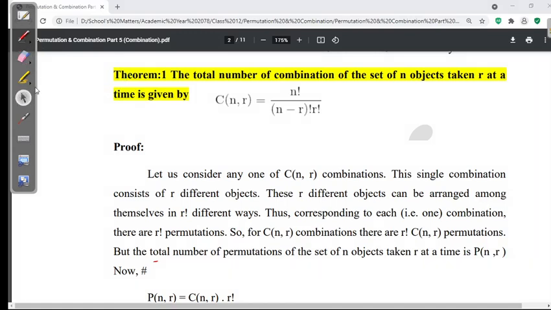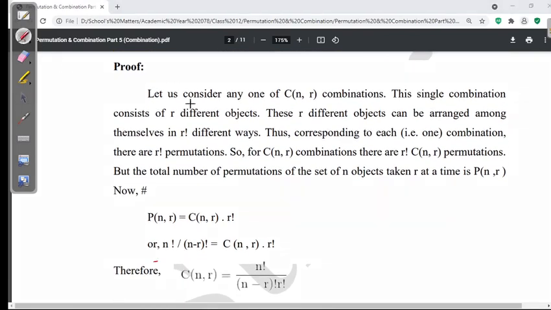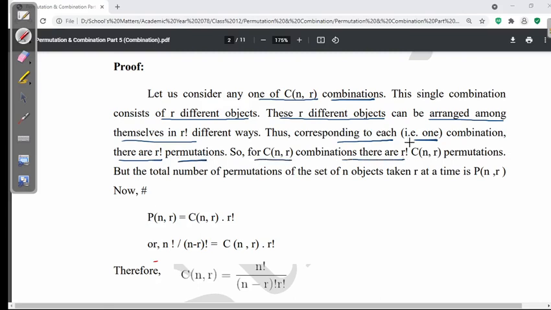Firstly, let me show you. I will prove this, then I will explain it, then I will make it clear with another example as well. Let us consider any one combination, nCr. This single combination consists of r different objects. These r different objects can be arranged among themselves in r! different ways. Corresponding to each one combination, there are r! permutations. So for nCr combinations, there are r! times nCr permutations.